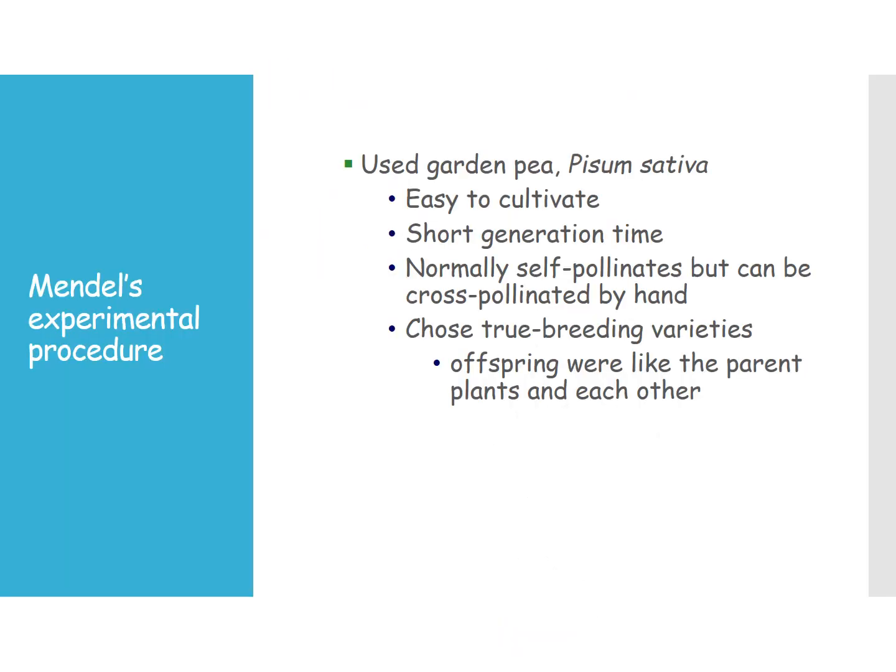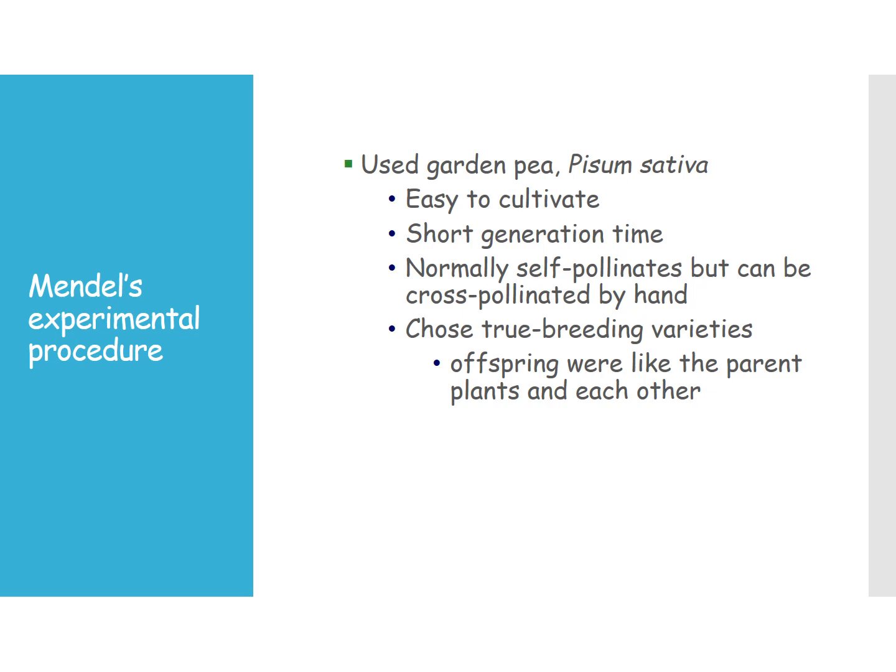Mendel worked with garden peas. Garden peas are very easy to grow, and the generation time is 75 days versus 18 years in humans. Each pea seed equals an embryo, which grows to be an adult plant. Pea plants normally self-pollinate, but they can be cross-pollinated by hand.